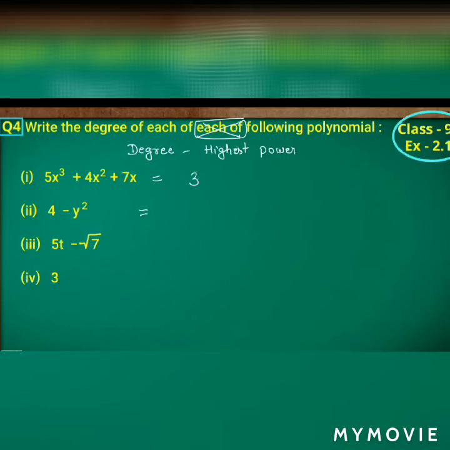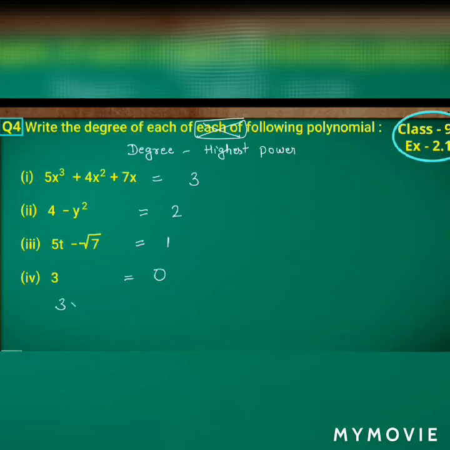So 4 minus y square. Here the highest power is what? 2. Isn't it? In the same way 5t minus root 7. Here the variable is t, which is having the power 1. If nothing is there, it means we have to assume there is a 1, t power 1. That is 1. So if you observe the third one, we are having only the constant. So it can be replaced with 0 as the power of any variable. The power will become 0 here.